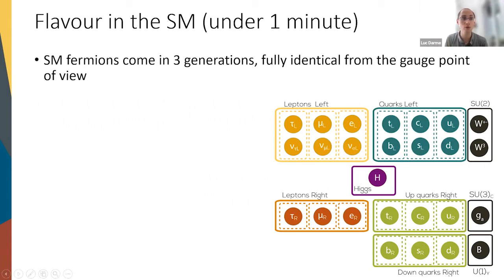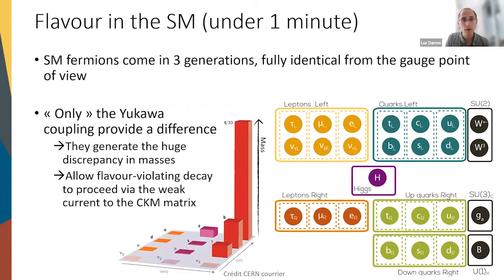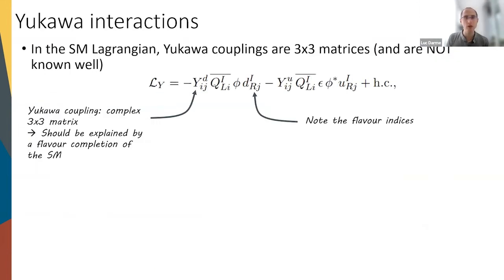I remind you that the standard model comes in 3 generations, of course. From the gauge perspective, they're all absolutely and completely equal. It's only the Yukawa coupling which provides a difference, meaning the interaction between the Higgs boson and each generation is not the same. That generates a huge discrepancy in masses, which is the generic flavor problem of the standard model. On top of that, it also allows for flavor-violating decays to proceed because of the rotation of the weak current in the CKM matrix.